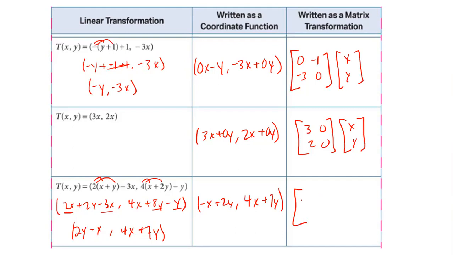So we have negative 1, 2, 4, 7, and our variables are x and y. How did we do?